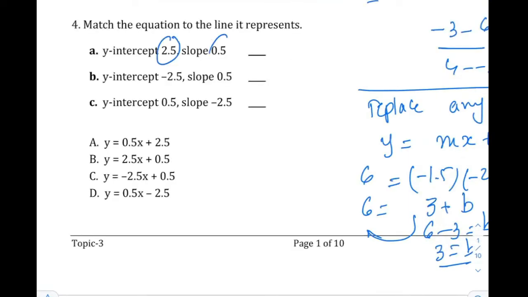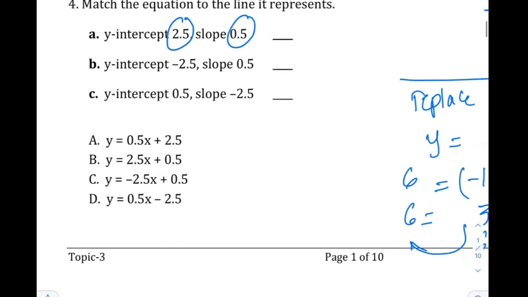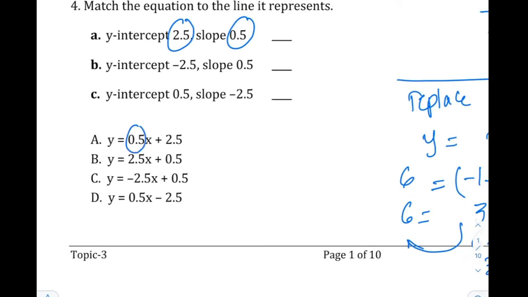Match the equation to the line that it represents. Y-intercept 2.5, slope 0.5. This is slope 0.5 because when we are comparing it, this will be m, this will be b, the y-intercept. So 0.5 is the slope and the 2.5 is the b. So this will match with A definitely.